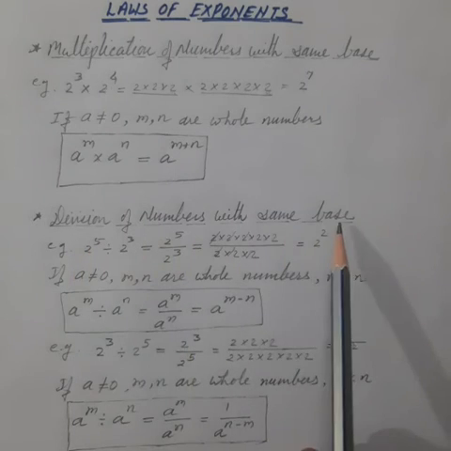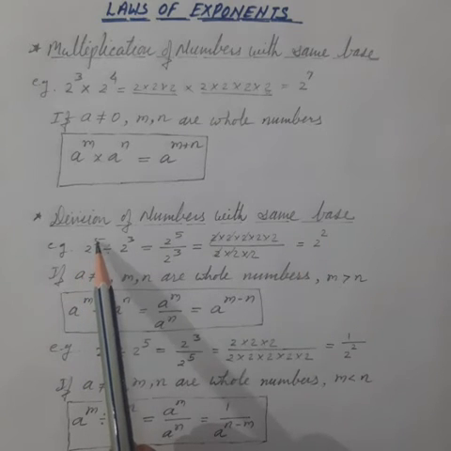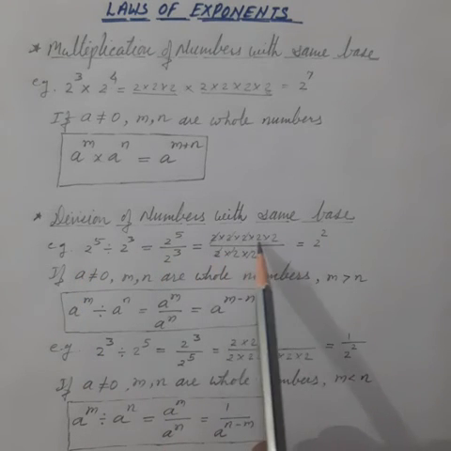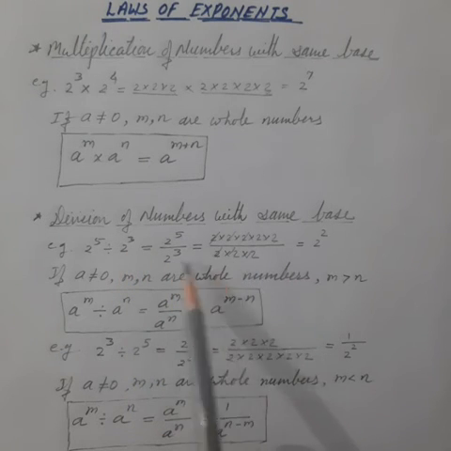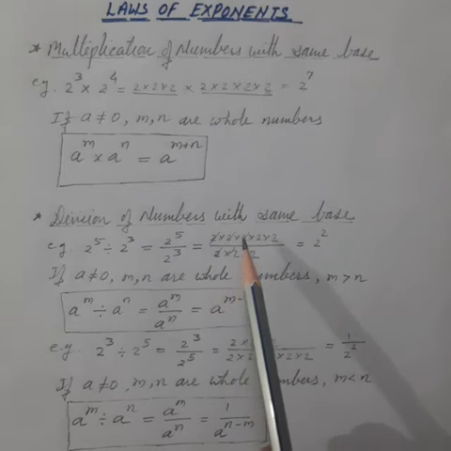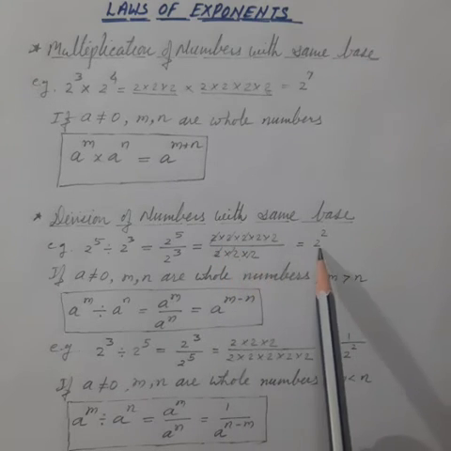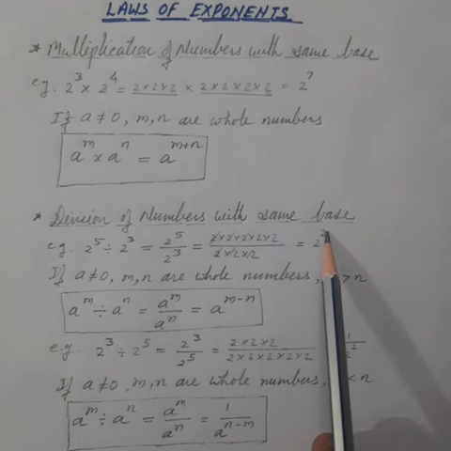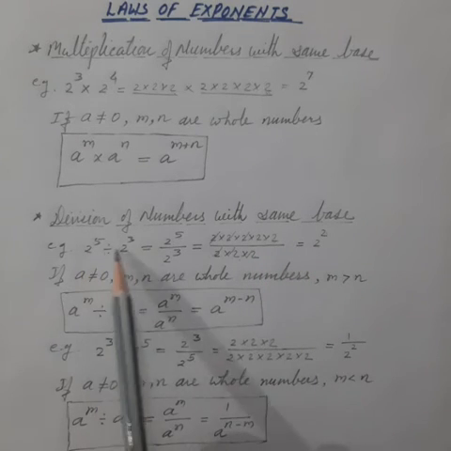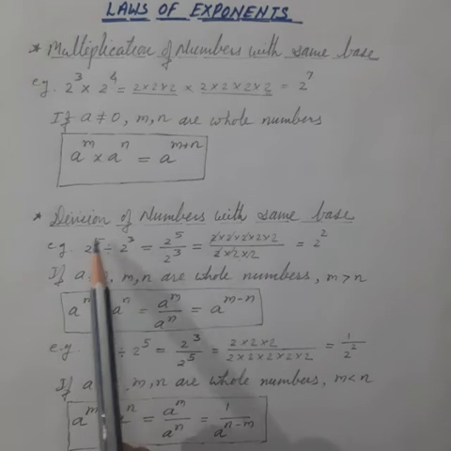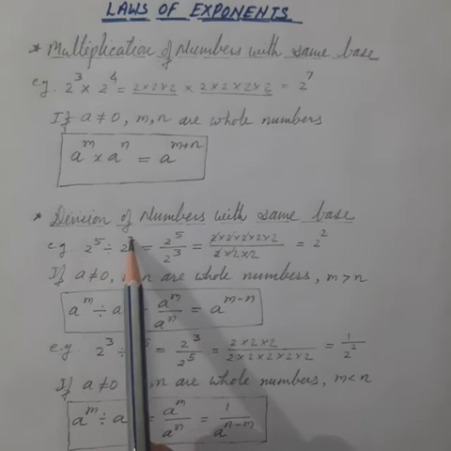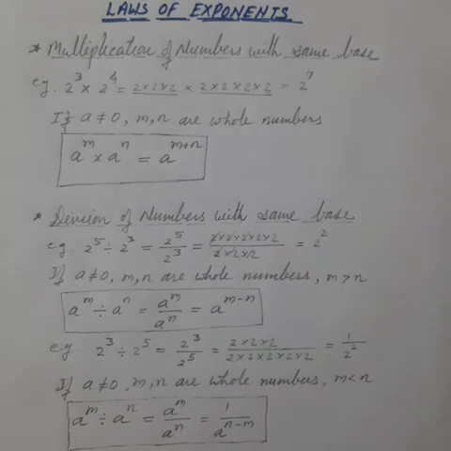Division of numbers with same base. 2 raised to the power 5 means 2 is multiplied by itself 5 times, and 2 cube means 2 is multiplied by itself 3 times. In this division, common factors can be cancelled and in answer we get 2 square. In answer, we get the same base 2 and the power we get is the difference of powers of these two numbers. Difference means subtraction. 5 minus 3 is 2.